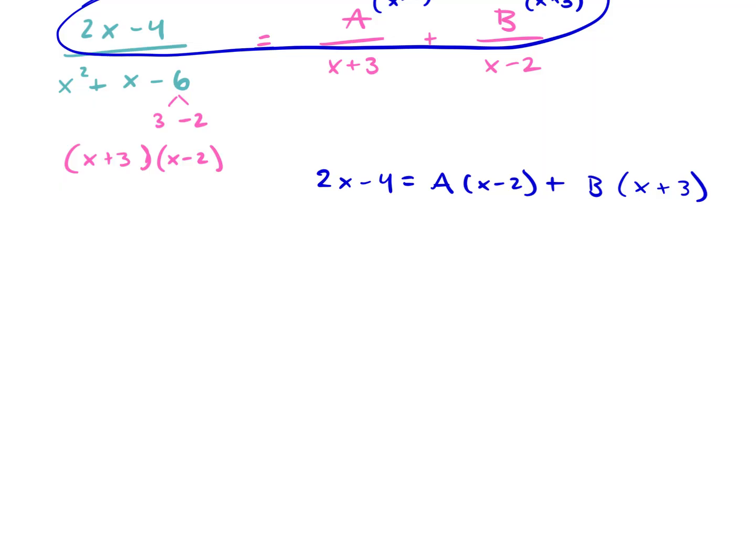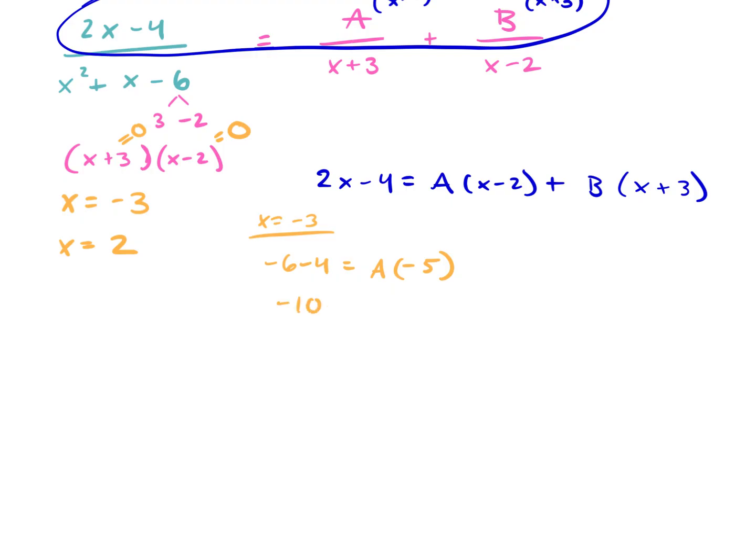And then to figure out what we're going to plug into our x's, we would set our factors equal to 0, or your denominators equal to 0. So we have x is equal to negative 3 and x is equal to 2. So we can plug negative 3 in first. So we get negative 6 minus 4 equals a times negative 5. When I plug it into the x plus 3, it's going to be 0, so that'll go away. One of them is always going to cancel out because you're only going to be solving for a or b at a time.